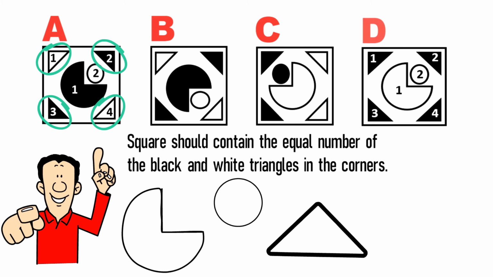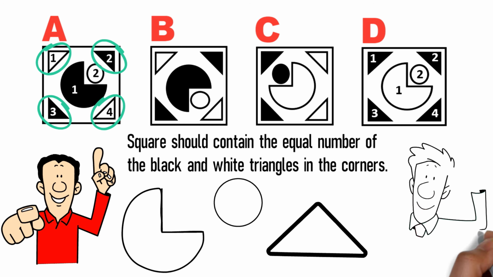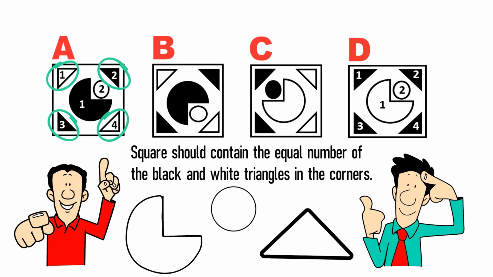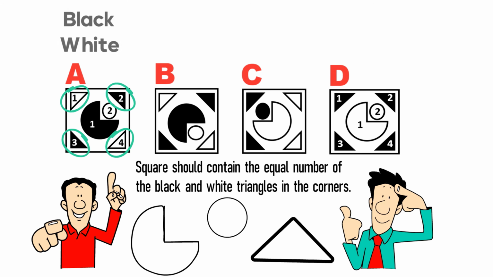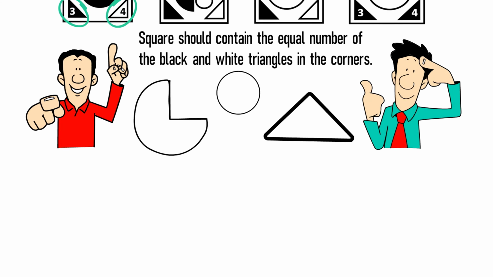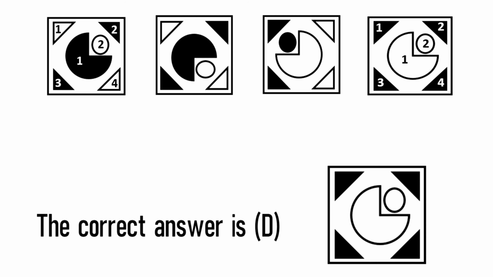But if we look at choice D, you see that there are 4 black triangles in the corners. Circles in this picture do not have a pattern, and their primary goal is to confuse you. If you look at the circles closely, you see that the large-small circle pattern doesn't exist. We have black-white in shape A, black-white in shape B, white-black in shape C, and then white-white in shape D. Based on this information about the circles, we should ignore them and focus on the triangles inside the squares.